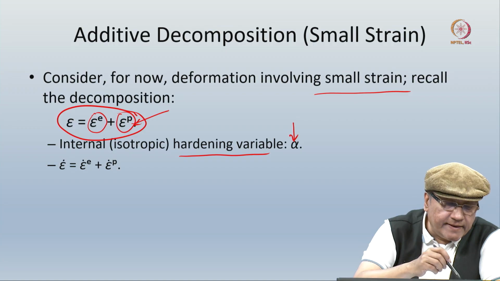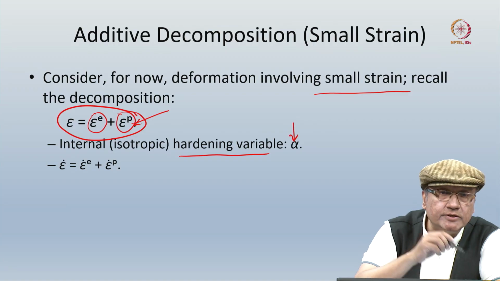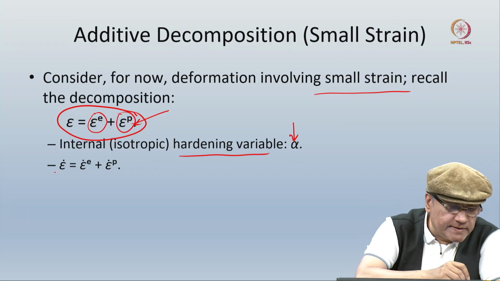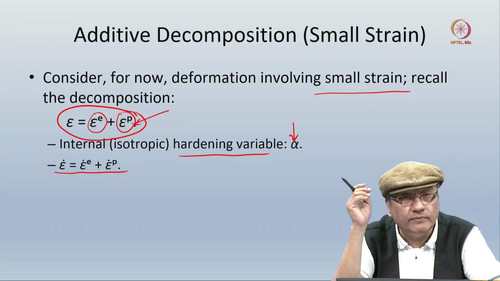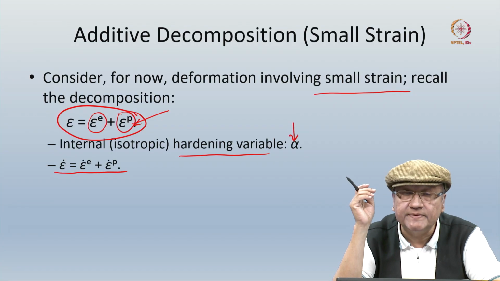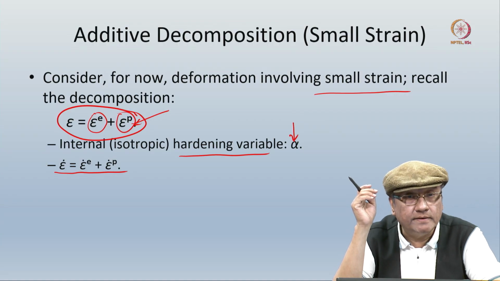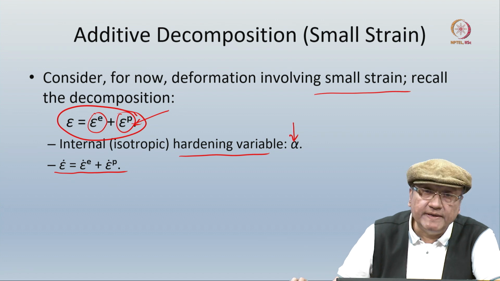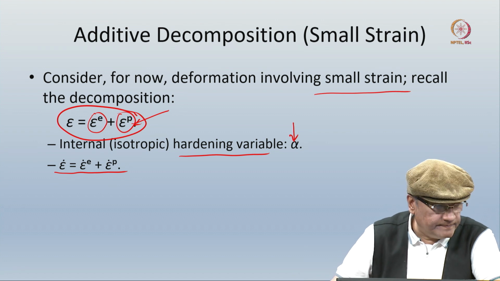Now if you take the rate of this last equation, this additive decomposition of strain, then we directly get this straightforwardly. We get epsilon dot equals epsilon E dot added with epsilon P dot, right. So dot means derivative with respect to time.